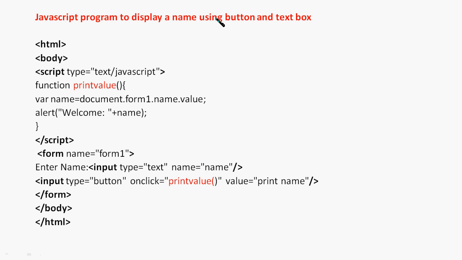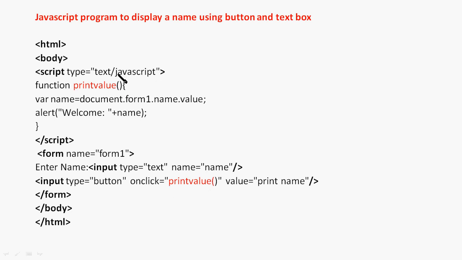Here there is a program. Here HTML with JavaScript is there. In the script tag, we can use JavaScript code, and a form is created. Here there is a text box, and Enter name is shown with the text box. You enter some name. There is also a button in this code. On clicking the button, the print value function is executed.